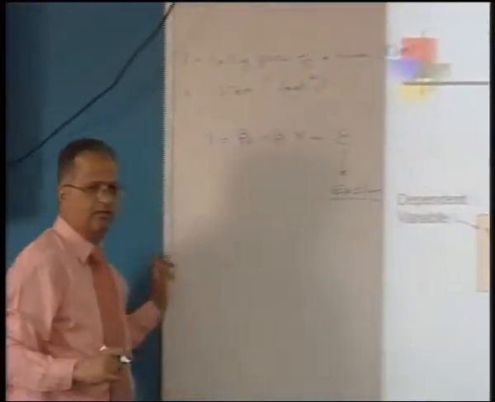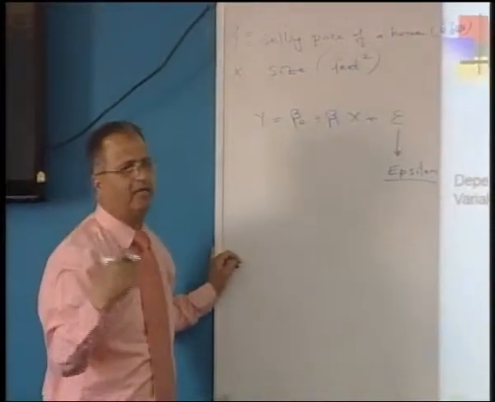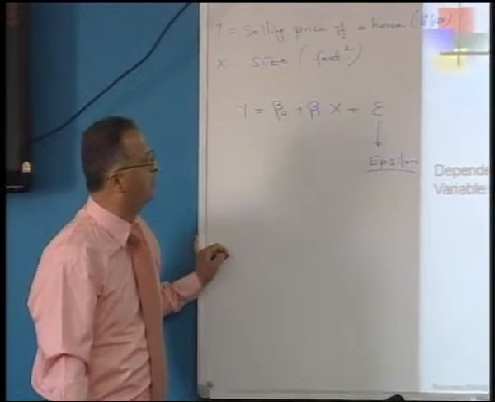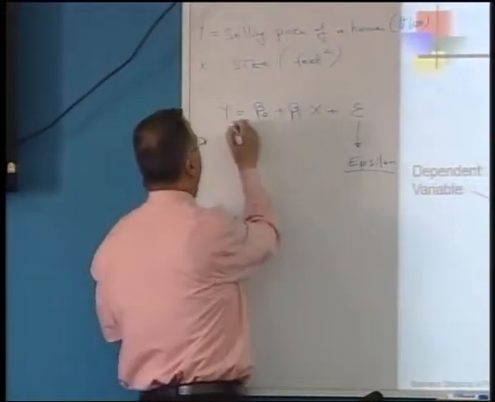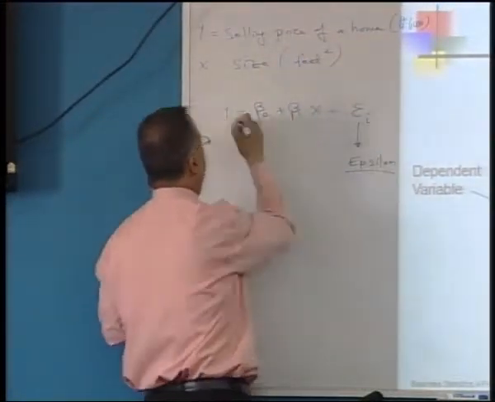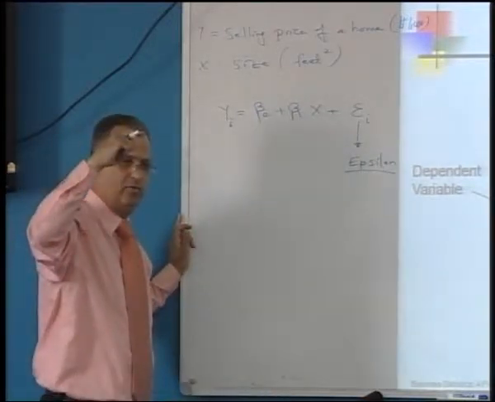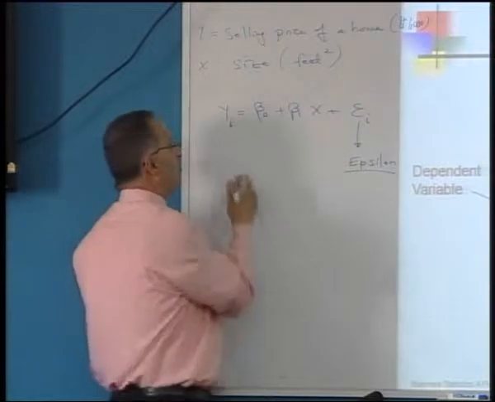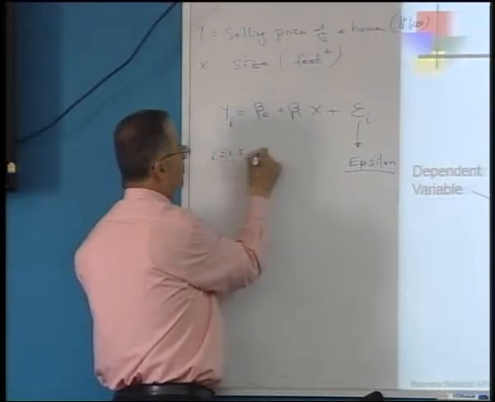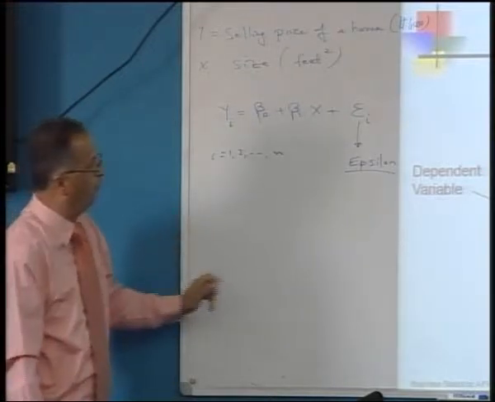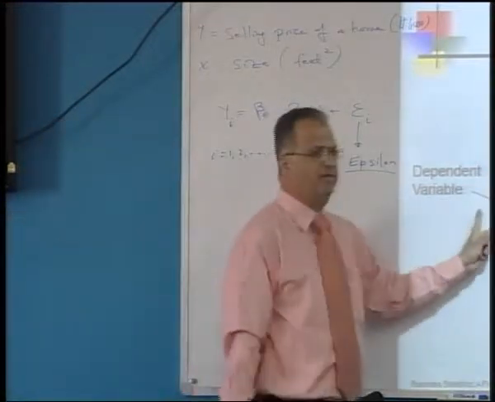It's a Greek letter, the same as alpha, beta, mu, sigma, and so on. So it's epsilon. The subscript i means observation number i: i equals 1, 2, 3 up to 10, for example, as with the selling price of a home. So i goes 1, 2, 3 all the way up to the sample size. Now, Y is your dependent variable.